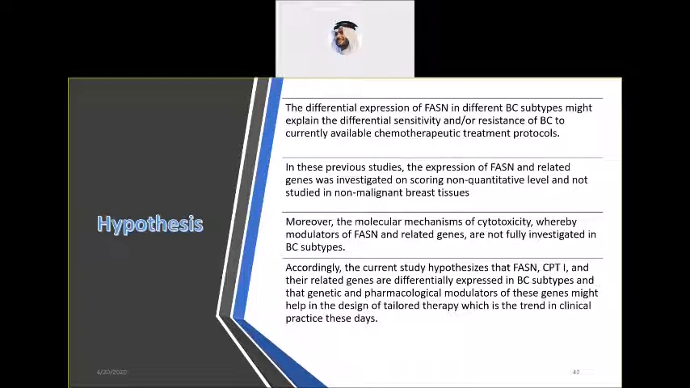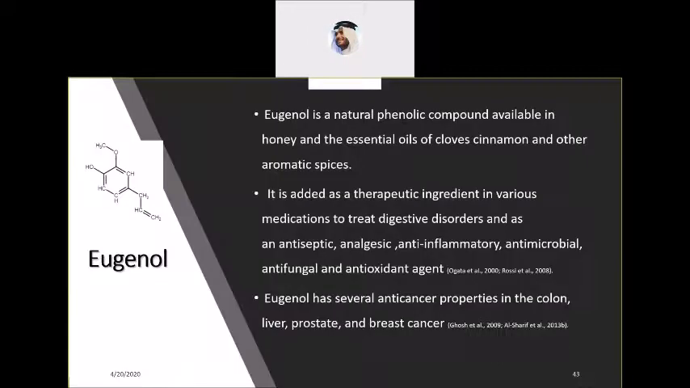Moreover, the molecular mechanism of cytotoxicity whereby the modulators of FASN and related genes act is not fully investigated in breast cancer subtypes. Accordingly, the current study hypothesized that FASN and CPT1 and their related genes are differentially expressed in breast cancer subtypes, and that genetic and pharmacological modulators of these genes might help in designing tailored therapy, which is a trend in clinical practice these days.